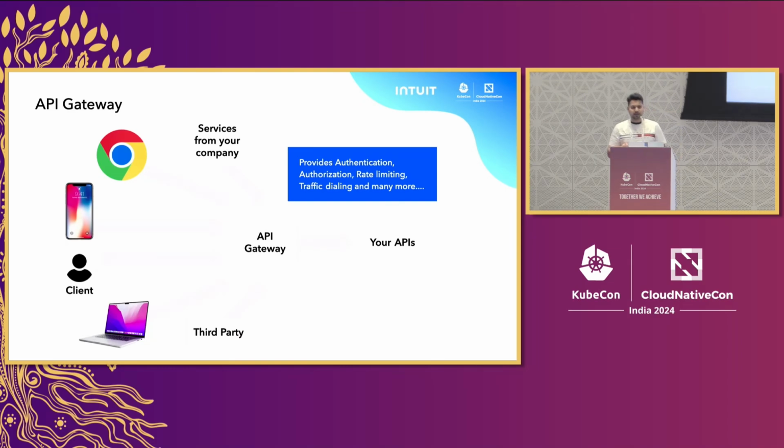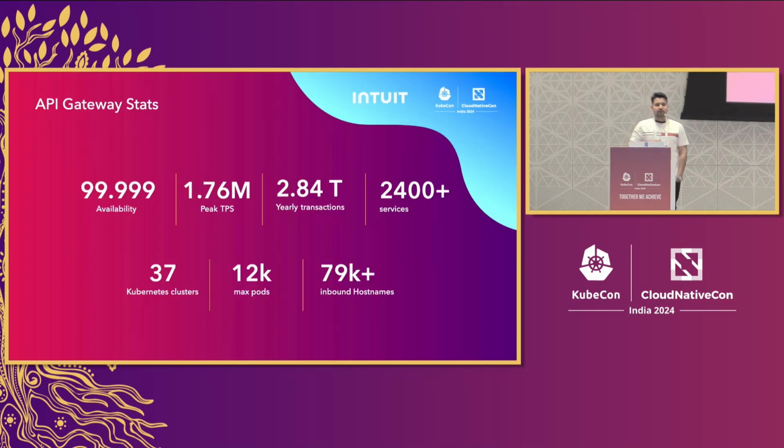So as I said, in Intuit, we have built our own API gateway. We are not using the open source or any enterprise version of any other API gateway. And this is how the stats look in Intuit, right?